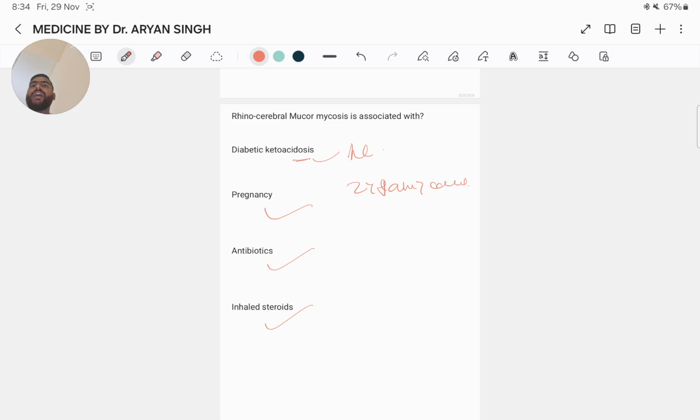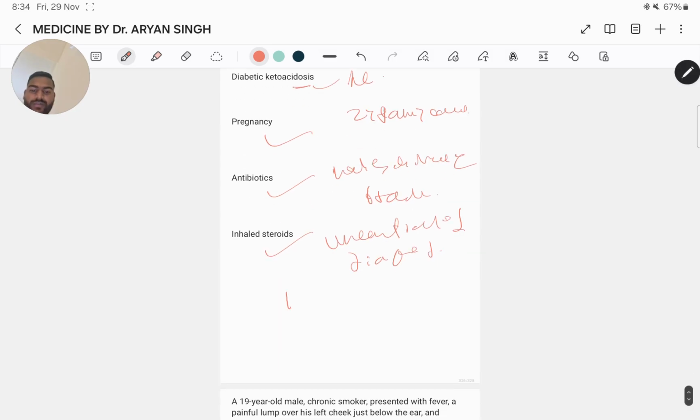It primarily affects the nose, sinus, and brain. Rhinocerebral mucormycosis is strongly associated with uncontrolled diabetes, particularly diabetic ketoacidosis.